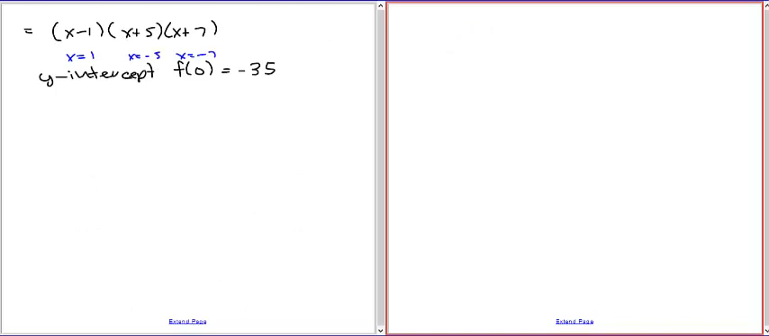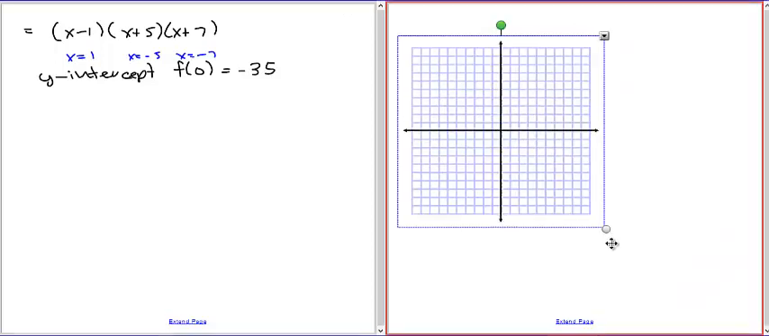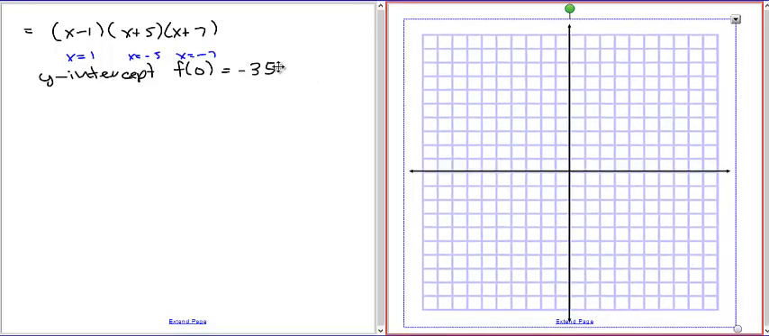So if we take a piece of graph paper, you can see with this y-intercept of negative 35, we're probably going to make the scale much larger in the y direction than we did last time. So let's go from 100 to negative 100. We have an x-intercept of negative 7, an x-intercept of negative 5, an x-intercept of 1, and a y-intercept of negative 35, so 10, 20, 30, 35.